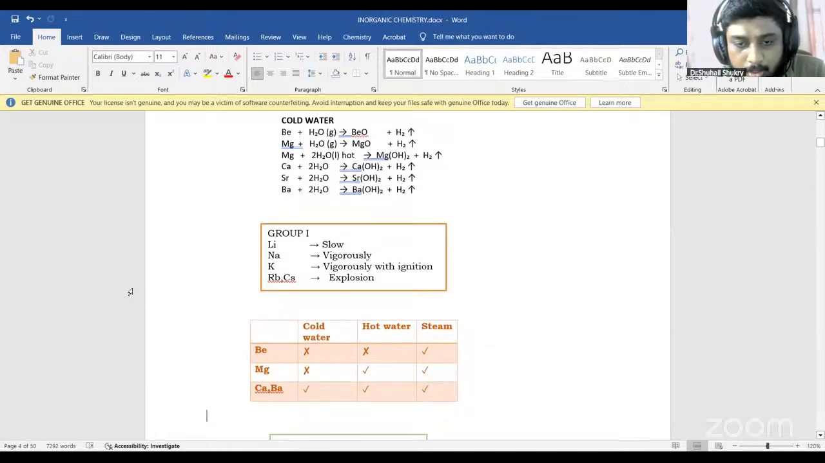So this is why I have mentioned: beryllium doesn't react with cold water or hot water, no. Steam, yes. Magnesium does not react with cold water, but hot water and steam, yes. Calcium and barium react with cold water, hot water, and steam. If something can react with cold water, it can react with any of them.